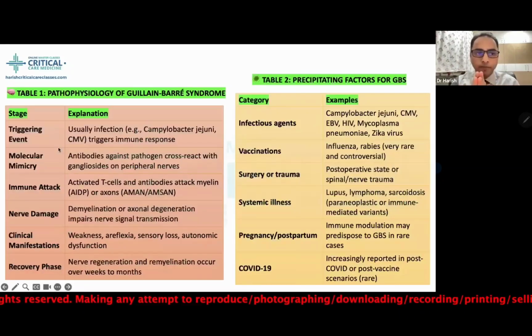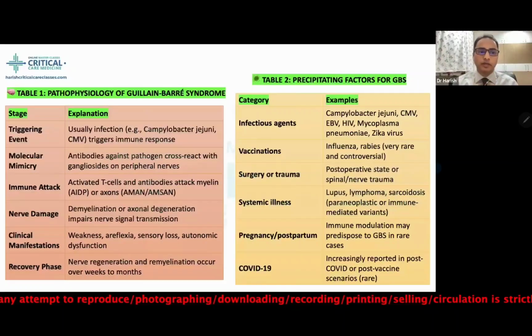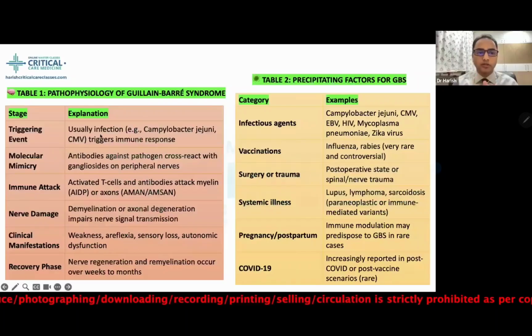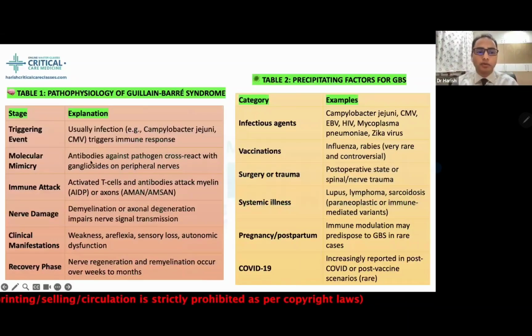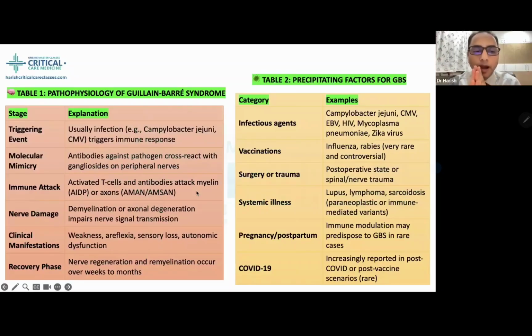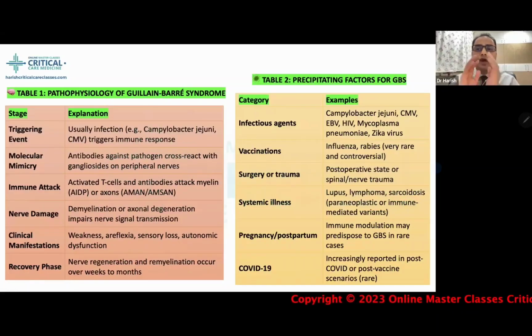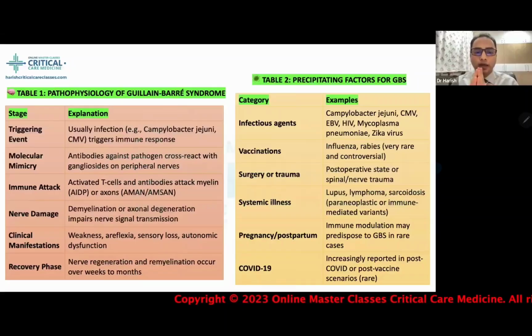Remember, in a simple way, there are some triggering factors. Usually it is an infection like Campylobacter jejuni or CMV, which is going to trigger the immune response. With that, there is molecular mimicry. Antibodies against these pathogens are going to cross-react with gangliosides on peripheral nerves. Activated T cells secondary to infection, and the antibodies, are going to attack myelin or axon. If it attacks the myelin, we call it AIDP. If it attacks the axon with these T cells and antibodies, we call it AMAN or AMSAN.